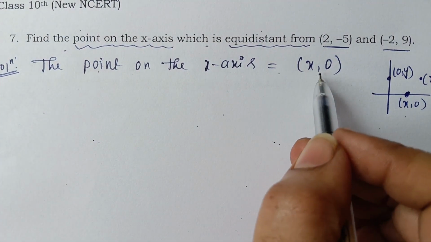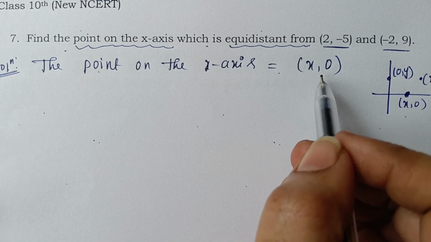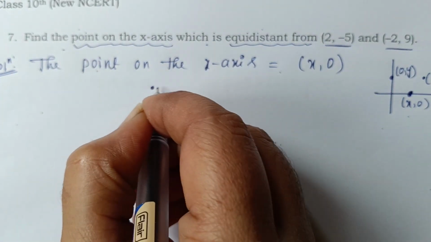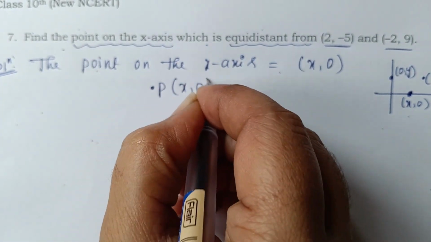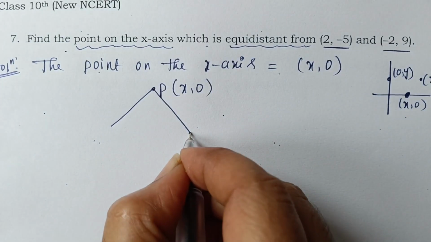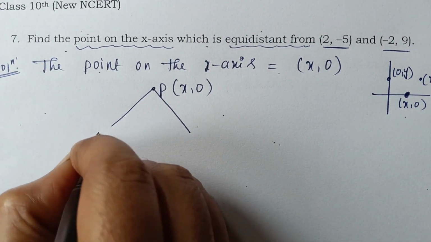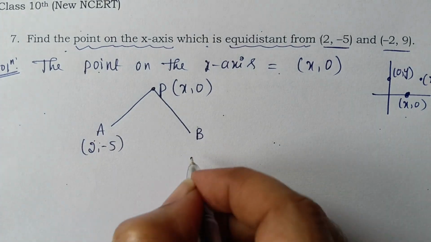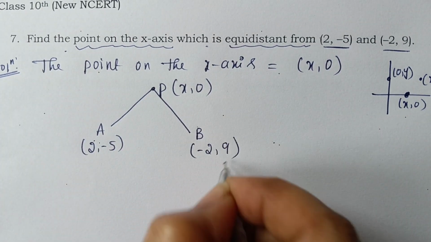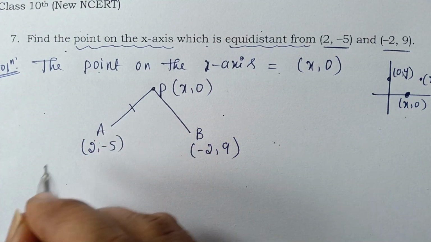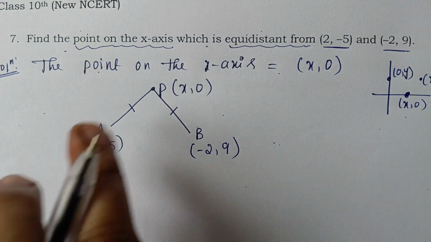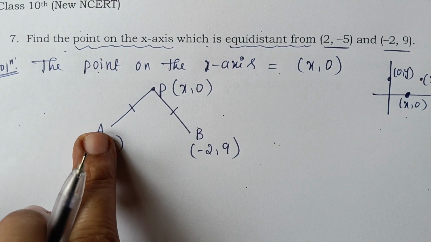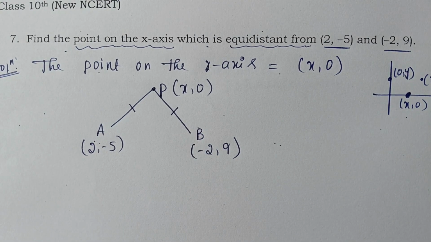Okay, so the point on the x-axis is (x, 0), and it is equidistant from these 2 points. Here we have a point on the x-axis (x, 0) which is equidistant from the other 2 points. That is, we consider A and B. A coordinates (2, -5) and B (-2, 9). Equidistant means AP equal to BP. This point is equidistant from A and B, that is the given condition.